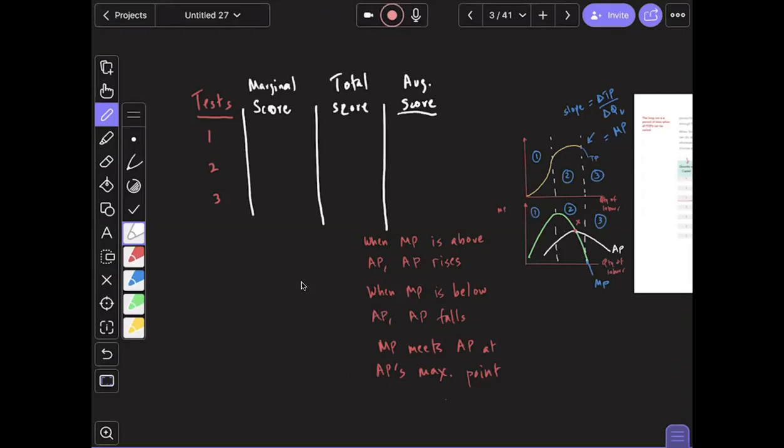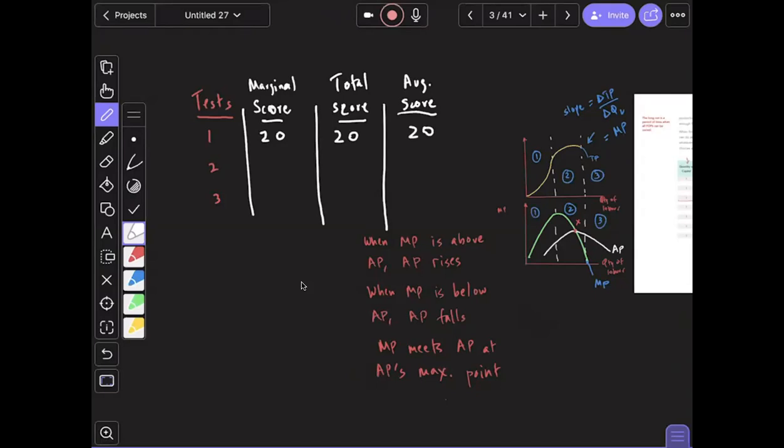So marginal score for the first test, for example, for the first test you score 20 out of 25. What is your total? 20. What is your average, guys? Can somebody tell me the average? The average will also be 20. Do you all agree? Does that make sense?